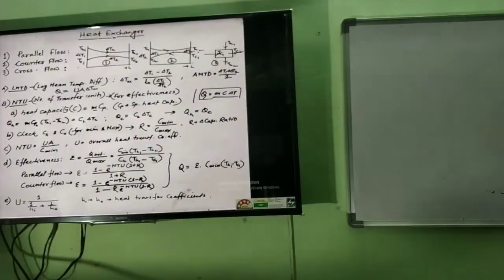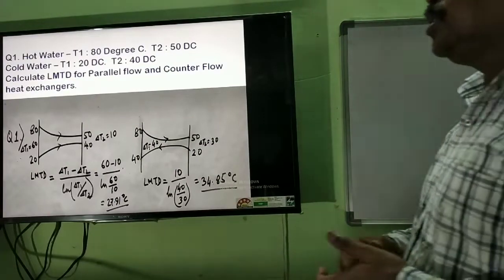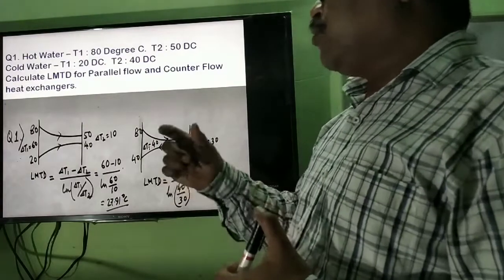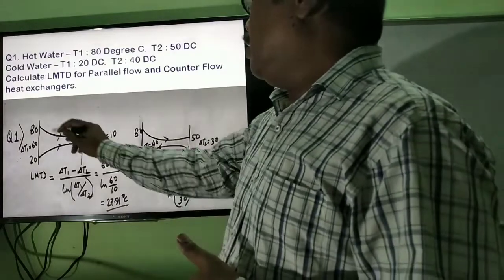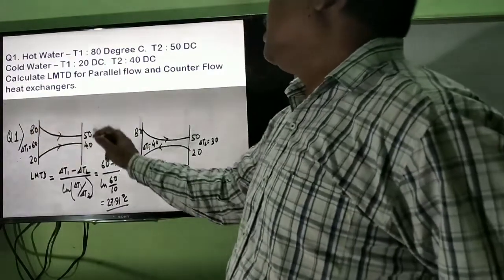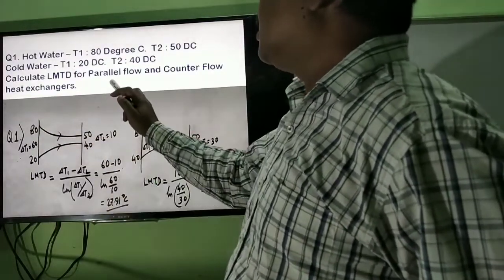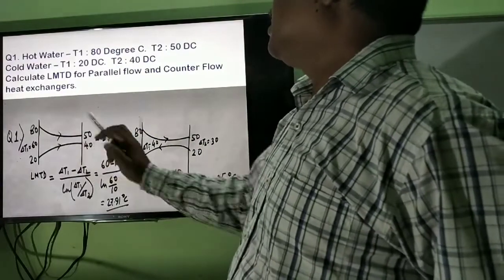So let us see what type of question they are asking. This is one type of question. This is a simple question. Hot fluid is coming. The hot fluid entry temperature is 80 degrees and exit temperature is 50 degrees. Cold fluid entry temperature is 20 degrees and exit temperature is 40 degrees.